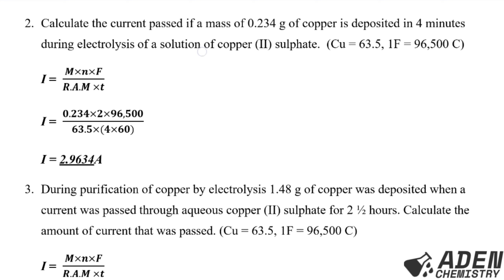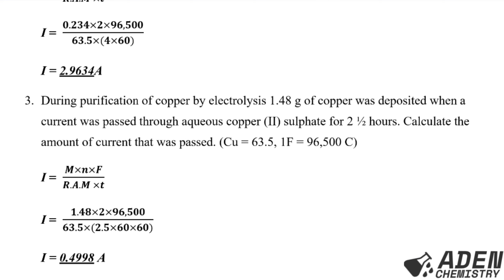Here we have copper 2 sulfate solution. It contains copper 2 ions, which have a charge of plus 2. That means the number of Faradays will be the value of the charge, that is 2 multiplied by F. F is Faraday, which is given as 96,500 coulombs, divided by Rm. The Rm given here is 63.5, the Rm of copper. Then the time there is 4 minutes, but remember, we have to convert it to seconds by multiplying by 60. So when we put all this in the calculator, we are going to get 2.9634 amperes.